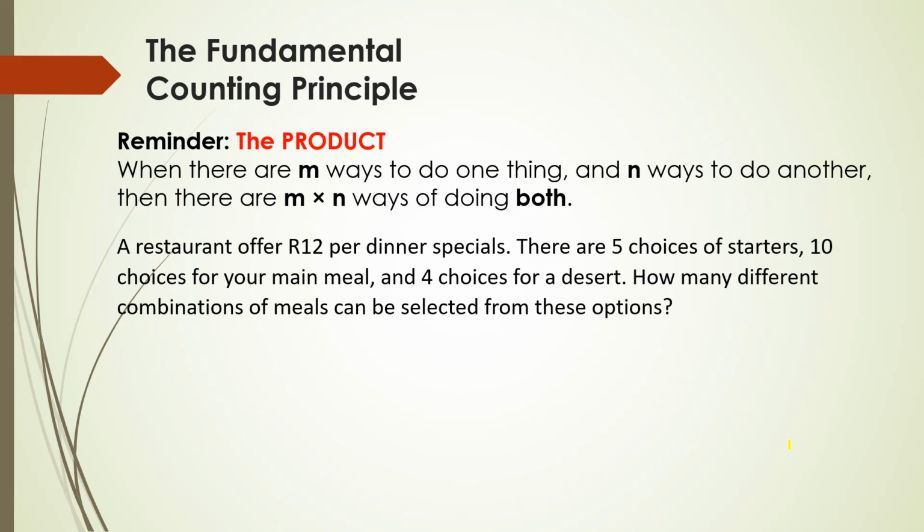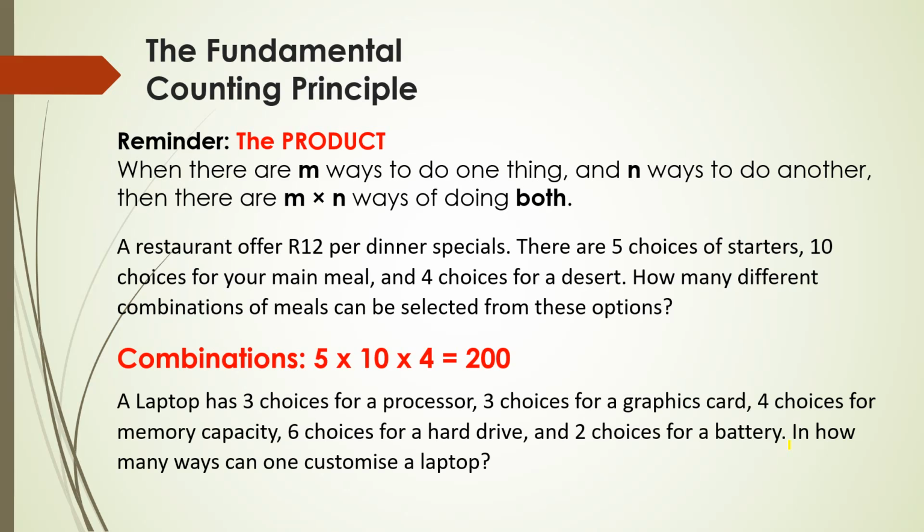A restaurant offers 12 dinner meals. There are 5 choices of starters, 10 choices for a main meal, 4 choices for a dessert. How many combinations of meals can be selected from these options? The combinations, again, the product of the 3. And you can carry on like this.